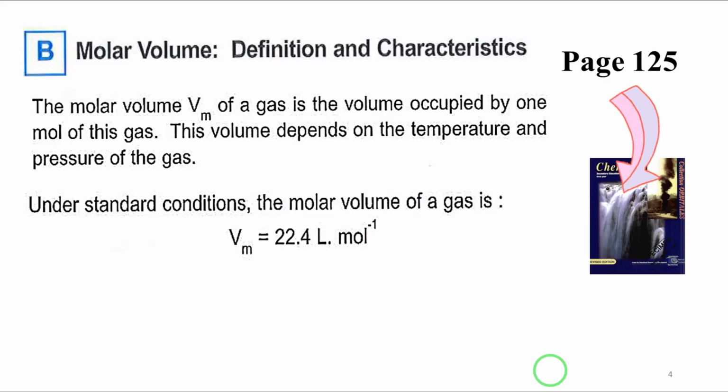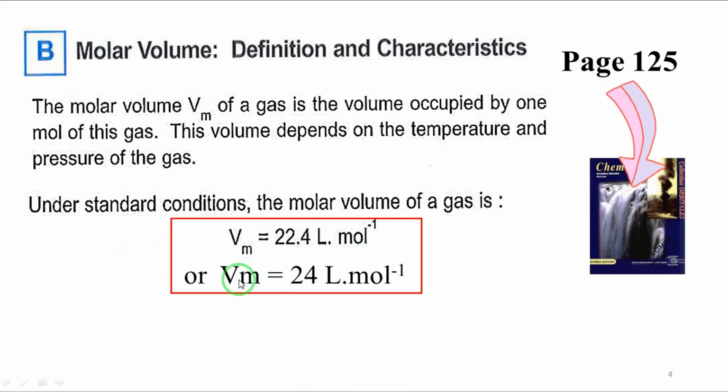This brings us to the concept of the molar volume. So the molar volume, denoted by the capital letter V with a lower subscript m, of a certain gas is the volume occupied by 1 mole of this gas. This volume depends on the temperature and the pressure of the gas. So under standard conditions, the molar volume of a gas is equal to 22.4 liters per mole, or sometimes it's equal to 24 liters per mole, depending on the conditions of temperature and pressure.